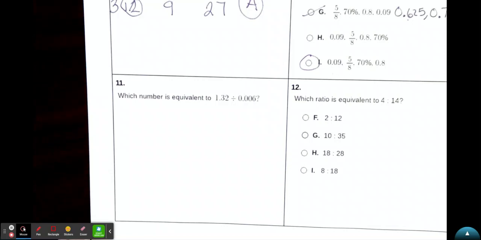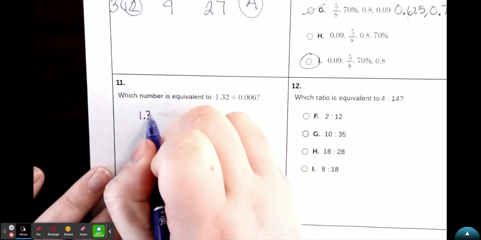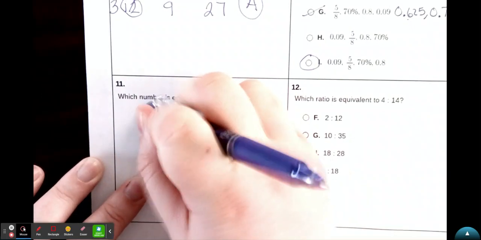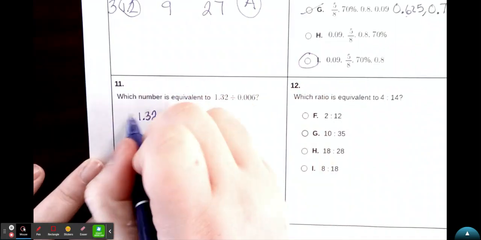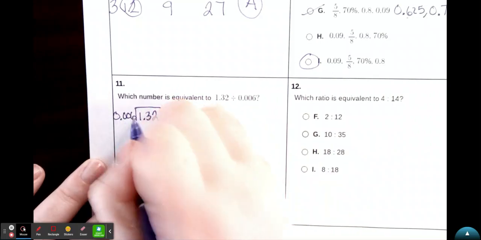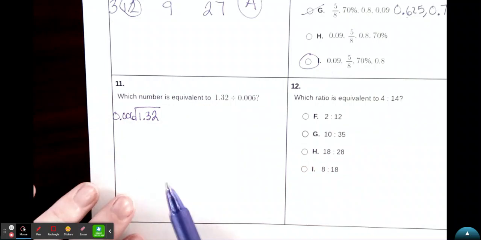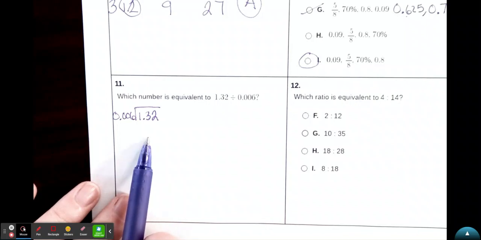All right, what number goes in the box? 1.32, divided by 0.006. Okay, did you show your work on this one that we're doing right now? Jackson? Did you show your work on the one we're doing right now, number 11? That's not showing your work. That's just showing what you typed into a calculator. We're going to set it up completely.